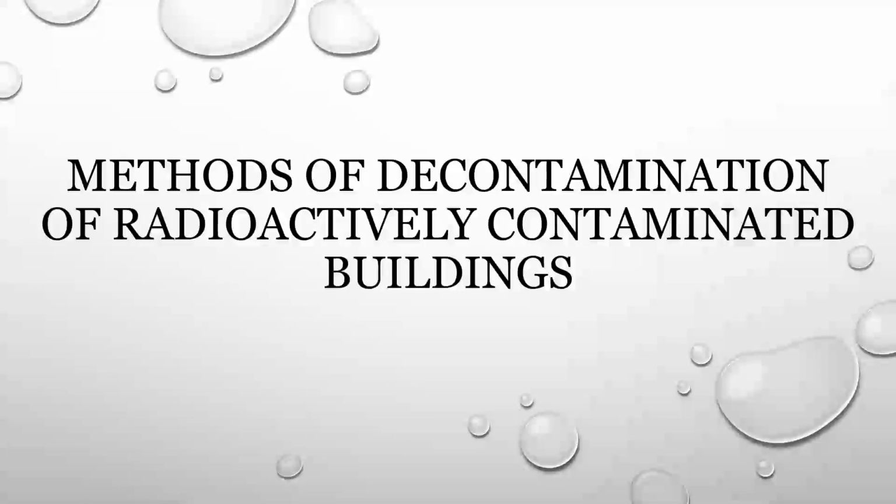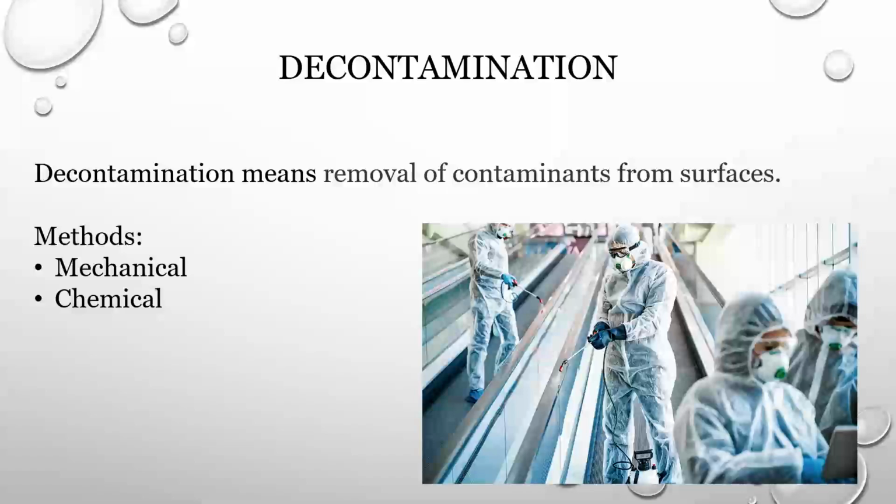Methods of decontamination of radioactively contaminated buildings. First of all, what is decontamination? In our case, it is a process used to reduce radiological contamination to reduce the risk of exposure, and usually it is defined as the removal of contaminants from surfaces. There are two groups of decontamination methods, mechanical and chemical.